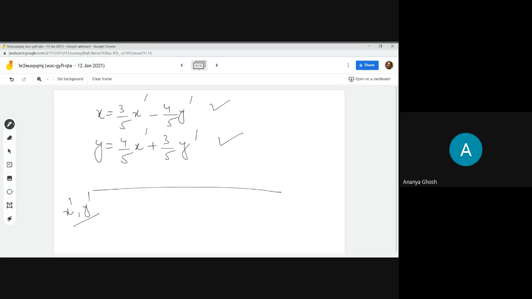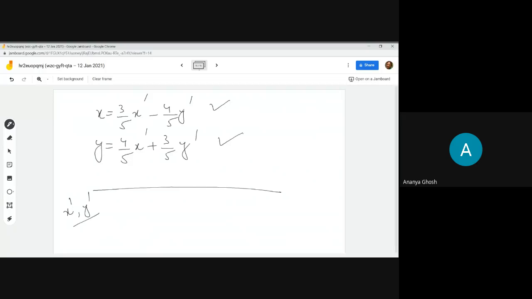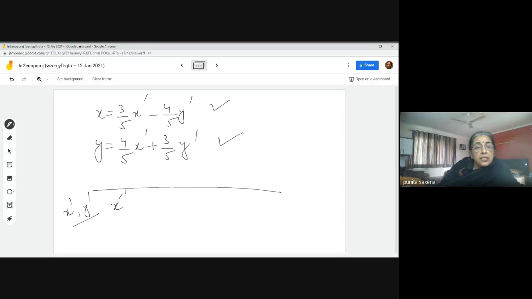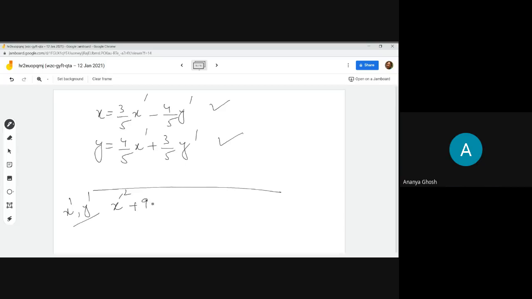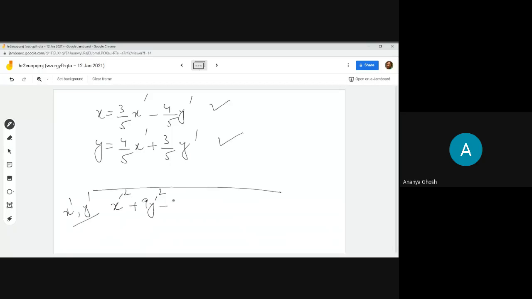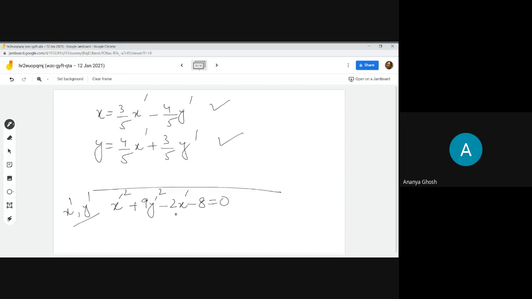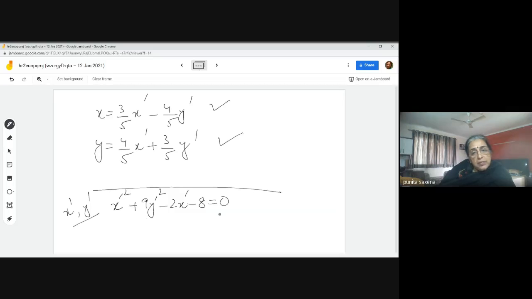Ma'am, x dash square. क्या फिर से बोलो. x dash square plus 9y dash square minus 2x dash minus 8. x dash square minus, oh sorry, plus, है ना? Yes. 9y dash square, हाँ, minus 2x dash हाँ, minus 8 is equals to 0. Okay, now this is correct.